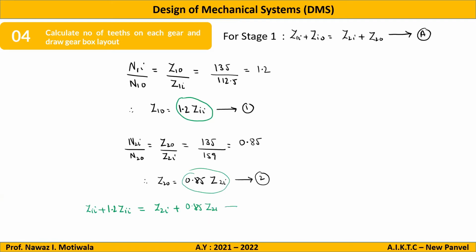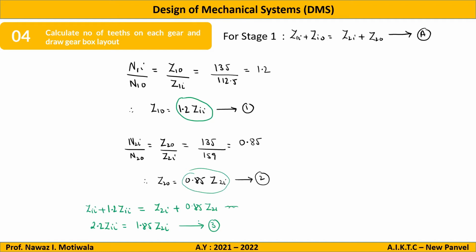So this is the equation we already have. Now if I solve this further, I will get 1 plus 1.2, it will be 2.2 Z1I is equal to 1.85 times Z2I. Let this be equation number 3.